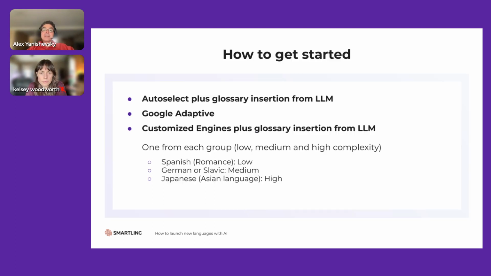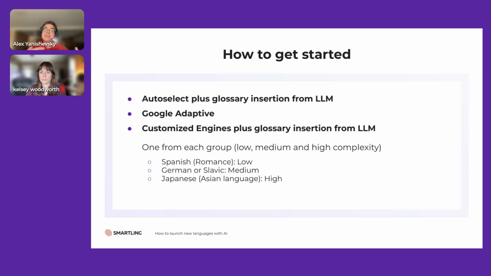So one of the things that we'd recommend is, going back to the idea, how do you use these languages and how do you roll them out? What's the technology? You could roll them out with auto select with a glossary insertion from LLM. You could use Google Adaptive, or you could use customized engines.